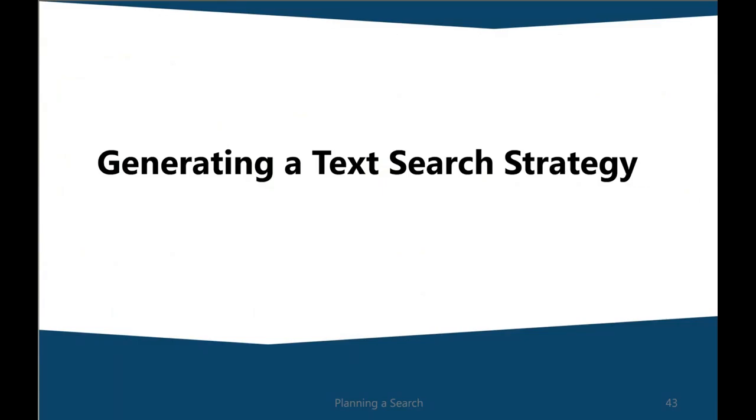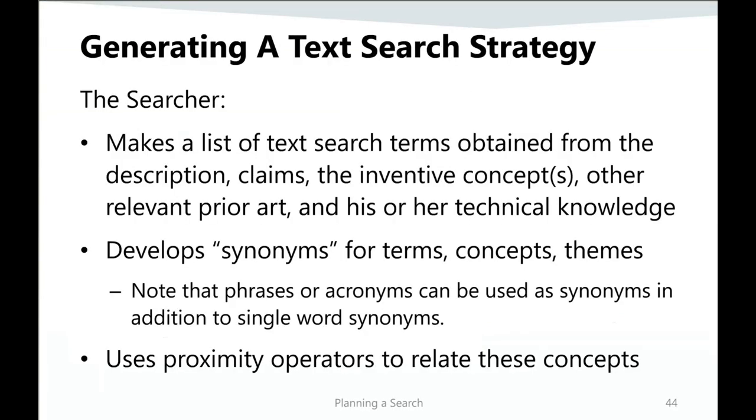Next, we will turn our attention to generating a text search strategy. When generating a text search strategy, the searcher should create a list of search terms to be searched. These terms may come directly from the description or claims, from the sentences that were created describing the inventive concept, from other relevant prior art, for example, prior art submitted by the applicant or discovered in related applications, or from the searcher's own technical knowledge.